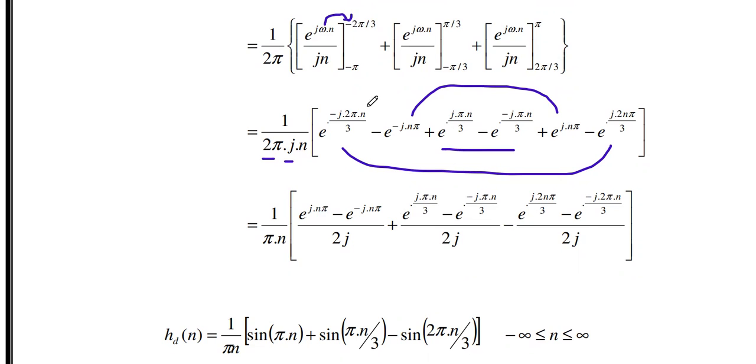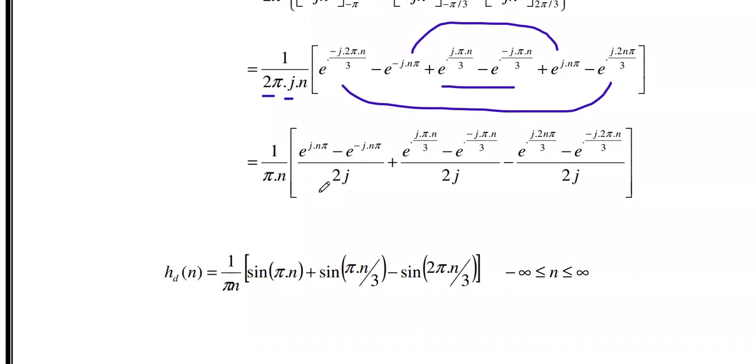Then plus, combining this term, e power j pi n by 3 minus e power minus j pi n by 3 divided by 2j. Similarly, combining the first and last term, in the e power j term one minus is there, so you take minus common: e power j 2n pi by 3 minus e power minus j 2n pi by 3 divided by 2j. Then you see each one is in the structure of sine theta.